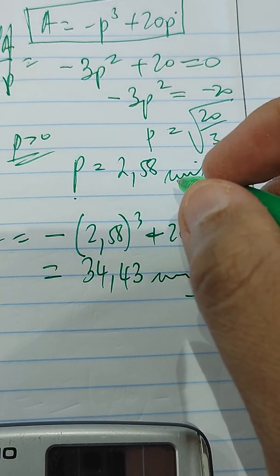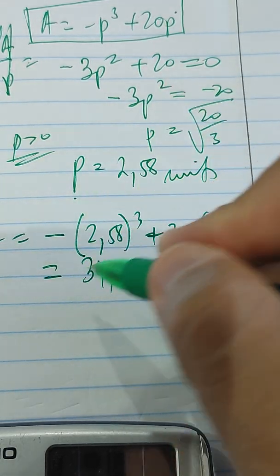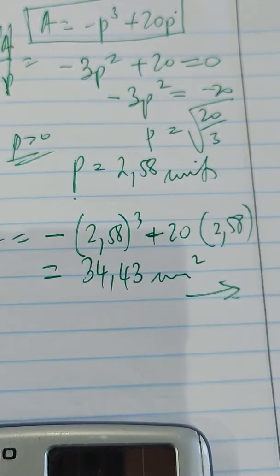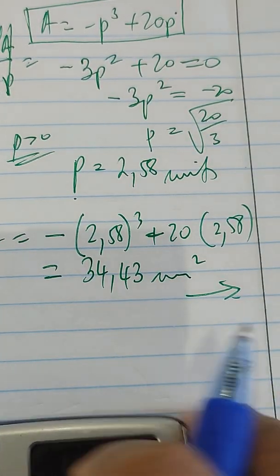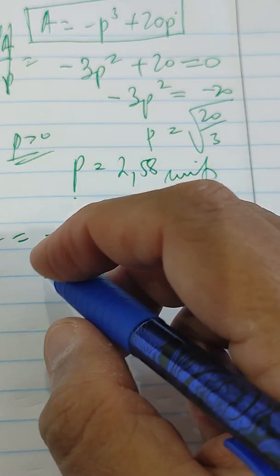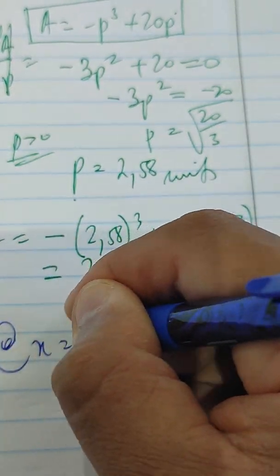And then the last question, determine the equation of the tangent, 7.7. Let's go here. Determine the equation of the tangent at x is equal to 2.